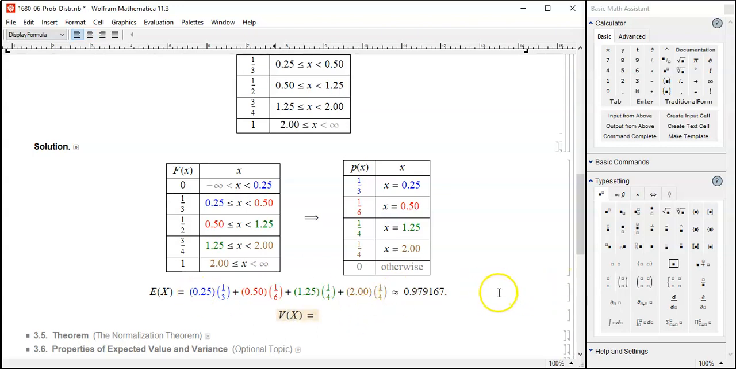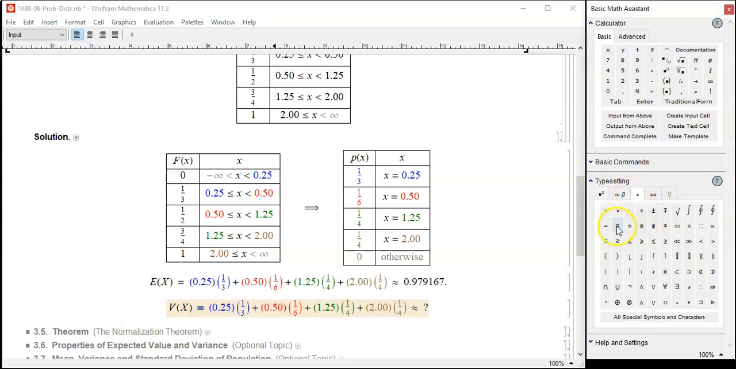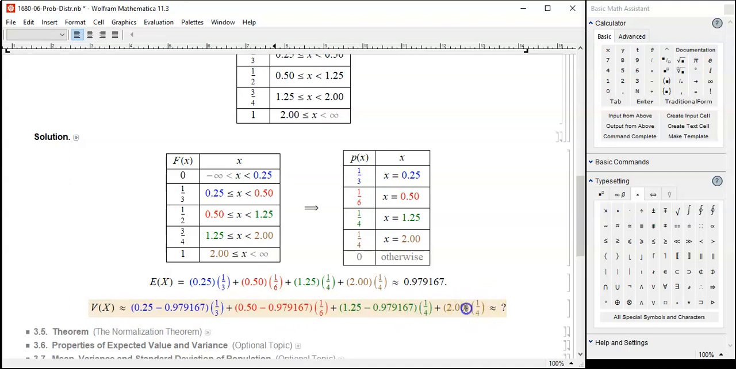Oh, what was I thinking? I should have just copied and pasted this thing. And then let's do variance. And then everything's approximation, so let's just change it there. And then this one minus this number. Minus that, minus that. Am I missing something?